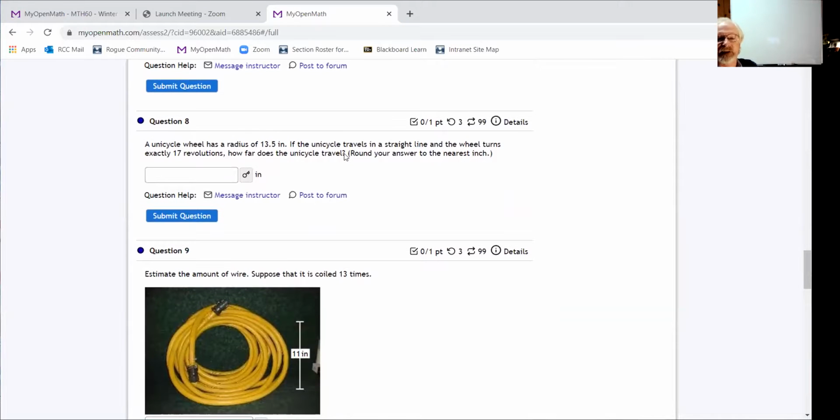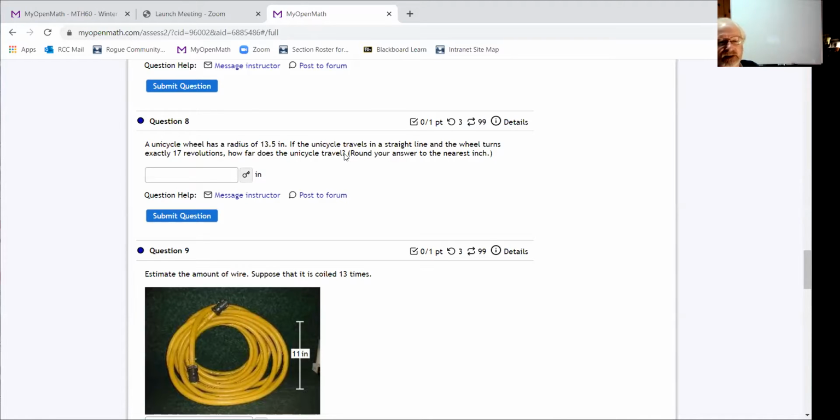Again, kind of visualize this one. A unicycle wheel, a single wheel, has a radius of 13.5 inches. If it travels in a straight line, the wheel turns exactly 17 revolutions. How far does the unicycle travel? What are they talking about? It rolled down the street 17 times exactly. Think if you can visualize, that's 17 times the circumference, the distance around that circle.